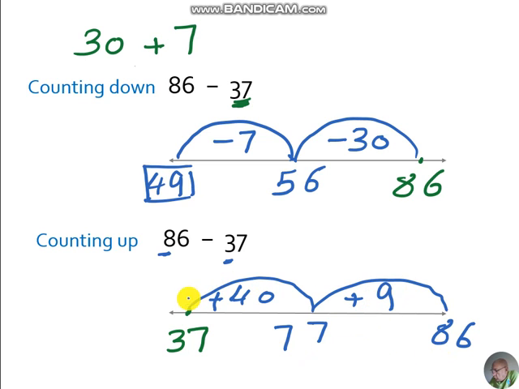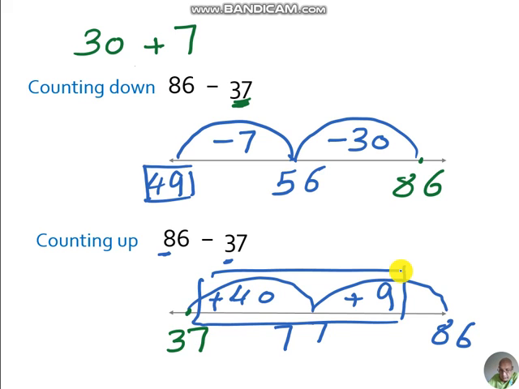And when I combine these two numbers, I get the 49. 40 plus 9, you get 49. And this is the answer. Okay? This is the answer. This is the difference between counting down and counting up. We move to the next one.